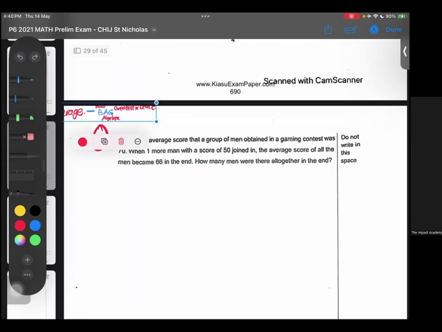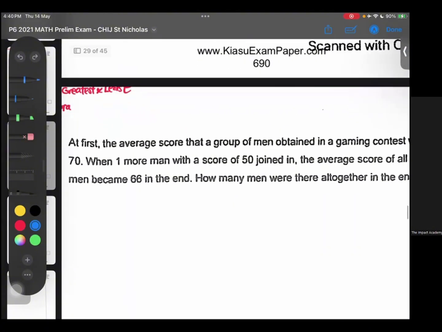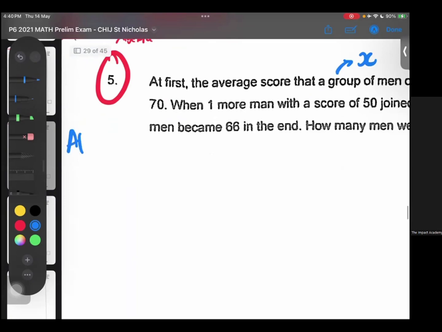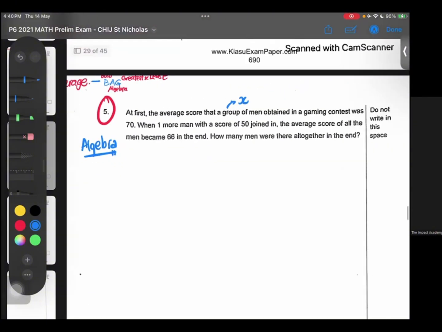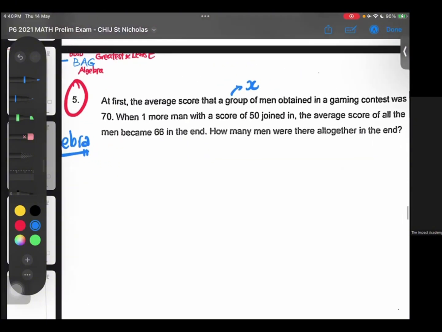Right? Because we have no idea how many men are there. What we'll do is we'll just quickly say that the group of men, let it be X. So this is more of an algebra concept in my average topic. Do you understand what I'm trying to say? Okay, so what I will do first is I know that there are X men, right?